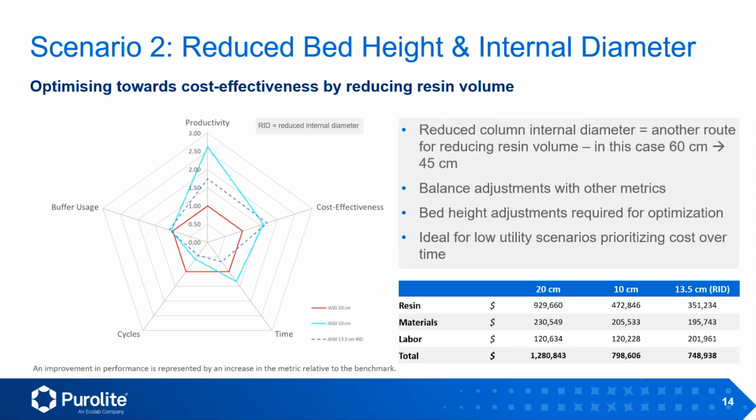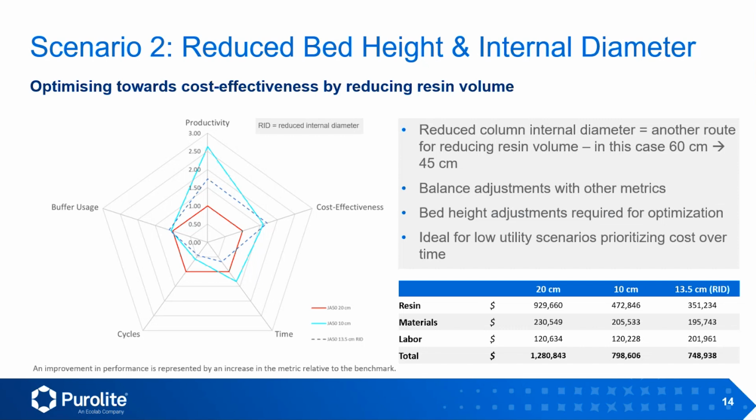So this chart looks at the reduced bed height as well as a reduced internal diameter, again optimizing towards cost effectiveness by reducing the resin volume. And the chart has the same principles as the previous one. Anything outside of the red line, everything's normalized against that, but everything outside of it represents an improvement in performance. Anything inside of it represents a reduction in performance, so something that's undesirable.